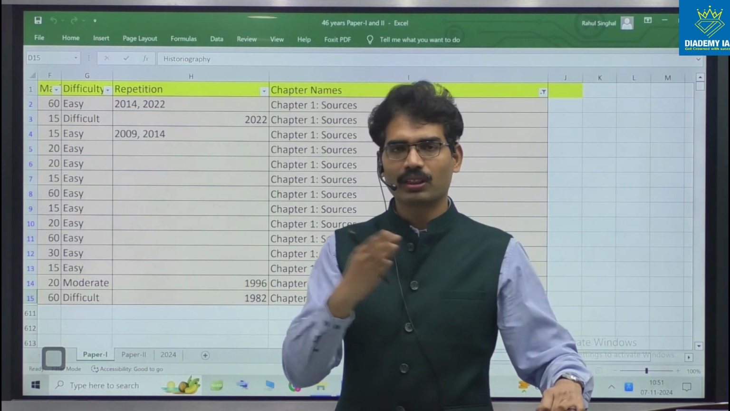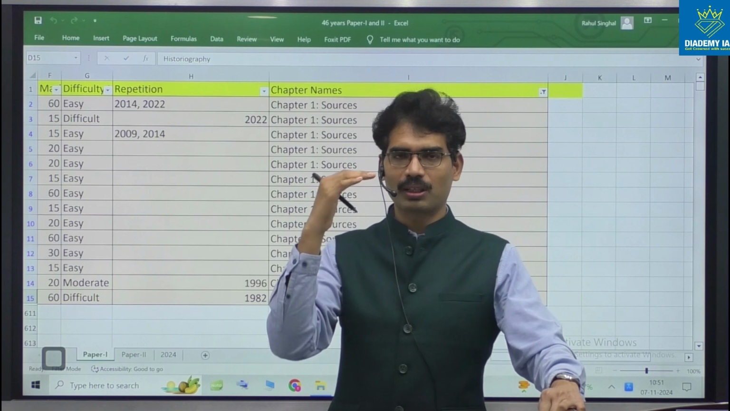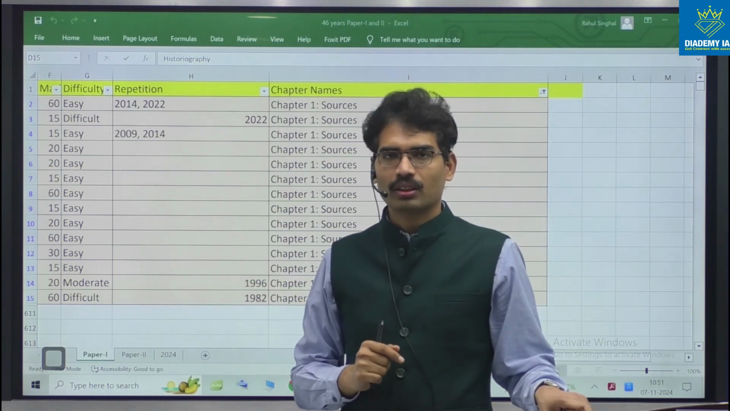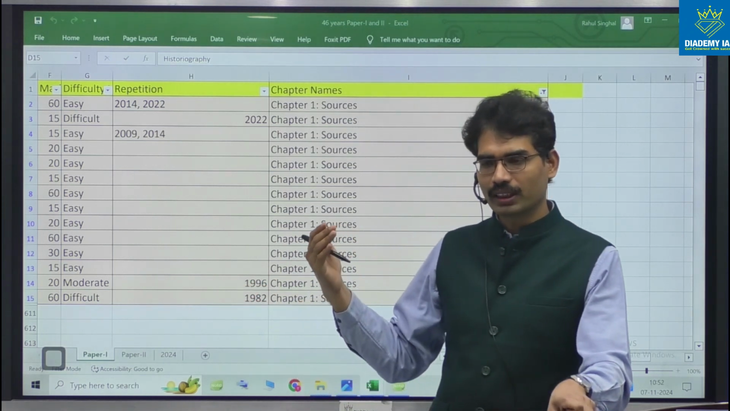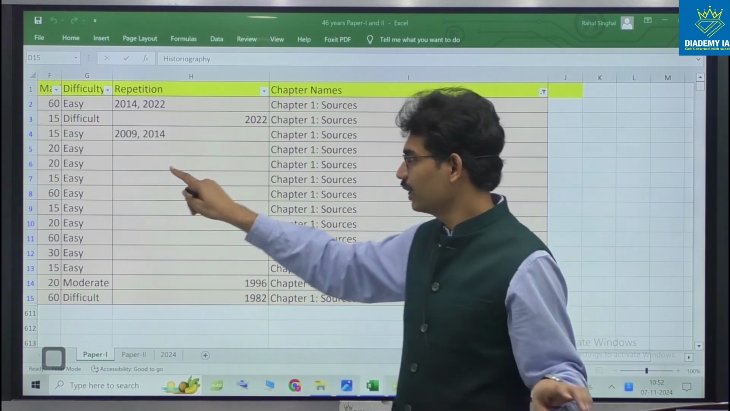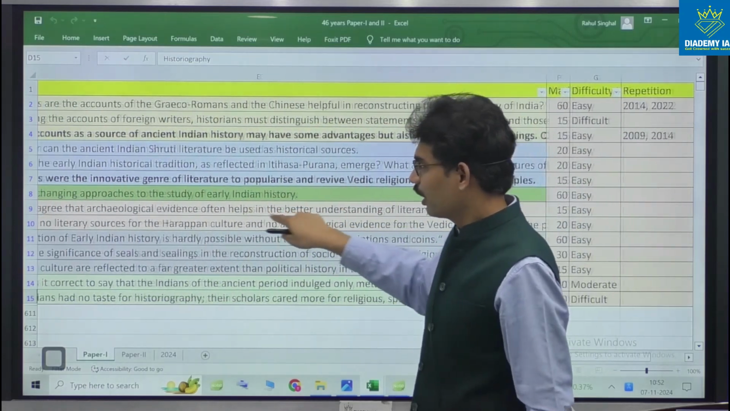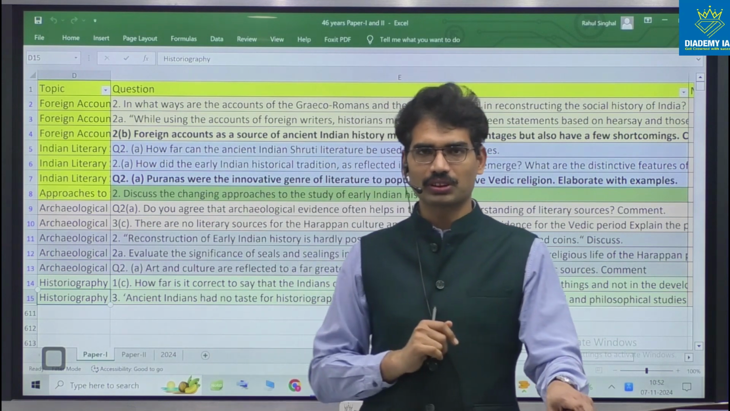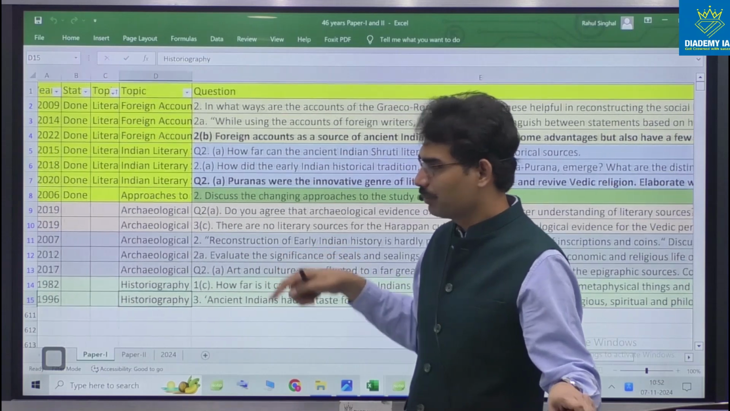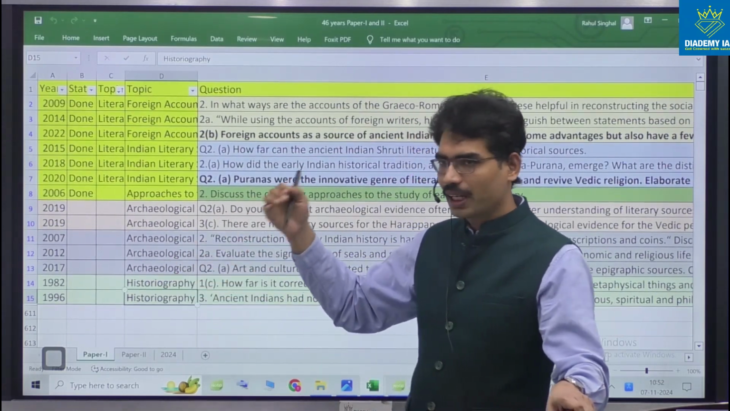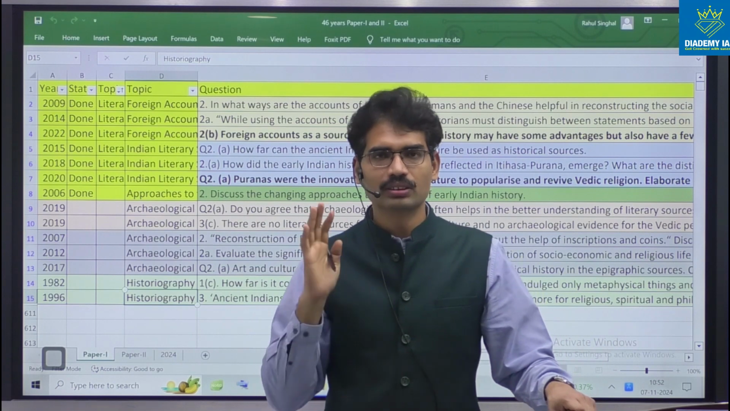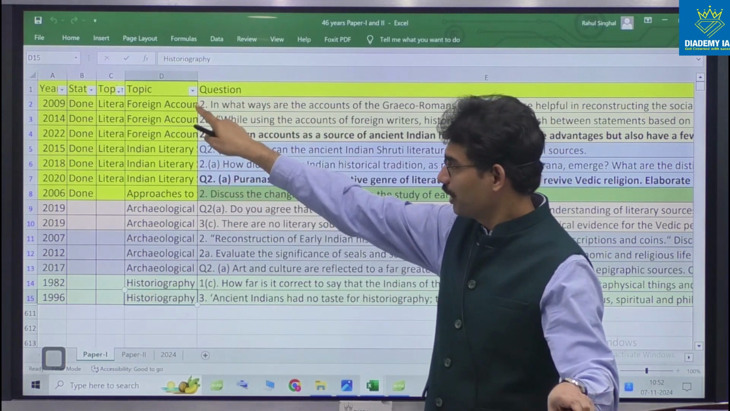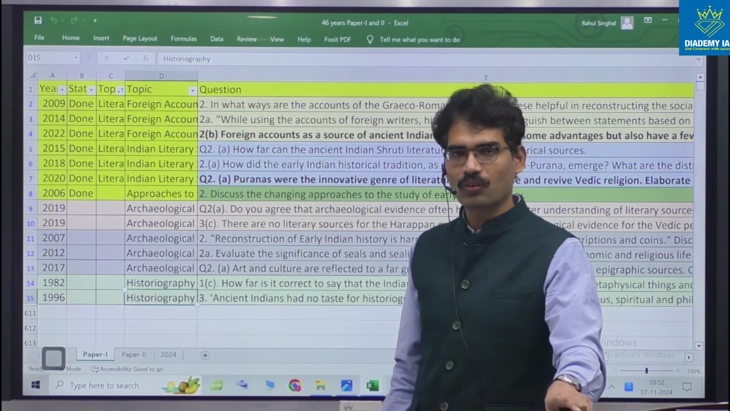UPSC has given clear-cut paper 1 and paper 2, with clear-cut chapter numbers like chapter 1, chapter 2, chapter 3 and so on. 24 chapters in paper 1, 27 chapters in paper 2, everything clearly given. I have analyzed all the 46 years. Since 1979 we have previous year questions that are available in the public domain. From 1979 till 2024, this year, I have organized all these questions, and based on that, for different topics we also get the analysis.